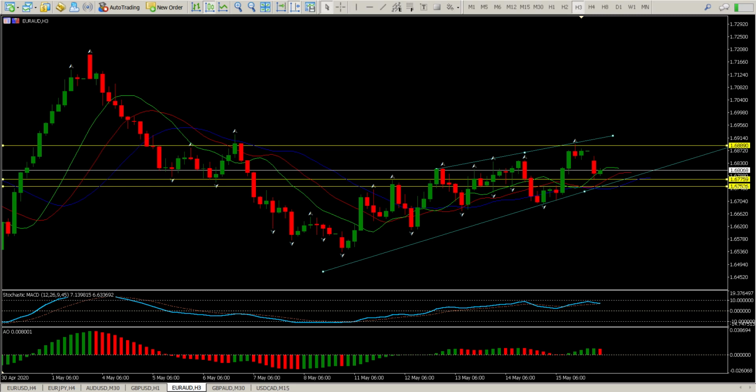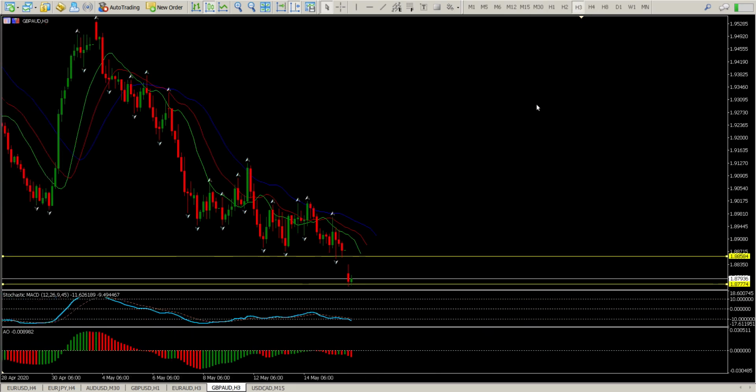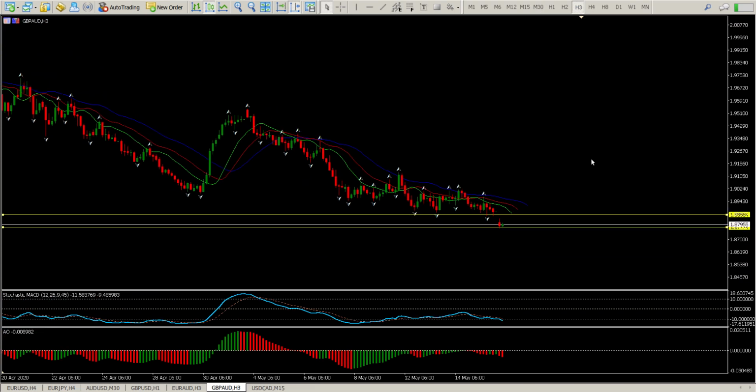The last one that we're looking at is really Pound Aussie dollar. Same kind of setup here. So let's just get to the 3 hour. So this one has got a pretty big breakout. Okay, so this gap has broken below this level of support here at 1.885. So we've had a pretty big break below that.